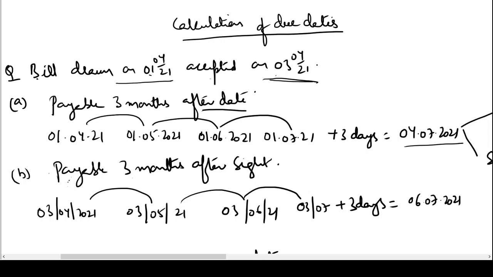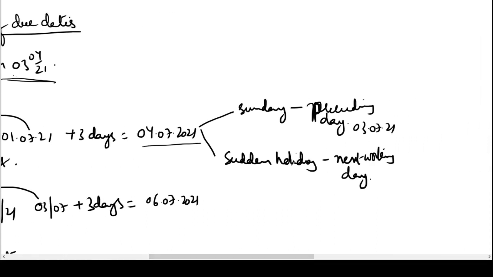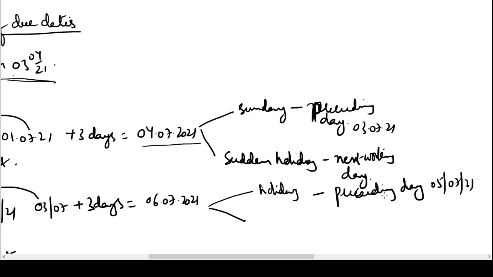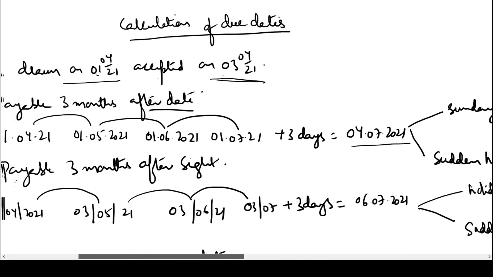Now, again, there can be two situations. If 6th July 21 is a working day, then there is no problem at all. If 6th July 21 is a public holiday which has been declared in advance, then in such case, the preceding day would be the due date of the bill. That means you have to be ready 1 day before. If it is declared as a sudden holiday, then in such case, the next working day would be the due date of the bill. Okay, this is how we have to calculate the due dates.